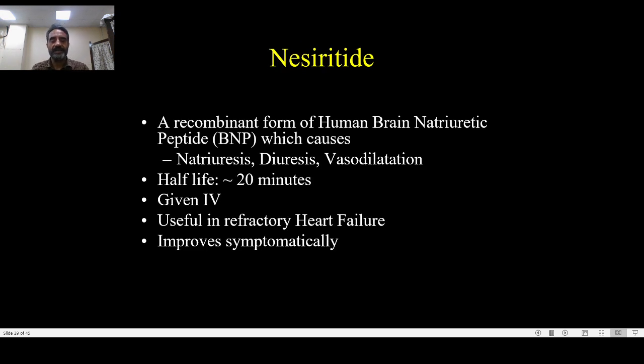Nesiritide is a recombinant form of human brain natriuretic peptide. These peptides cause natriuresis, diuresis and vasodilatation. So all these actions are helpful in heart failure. The half-life is 20 minutes for nesiritide. It is given intravenously. It is useful in refractory heart failure and improves the heart failure symptomatically.